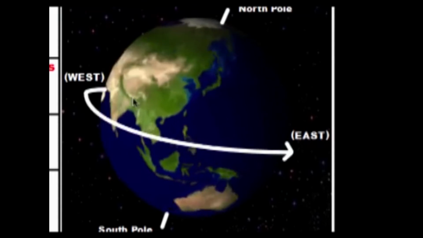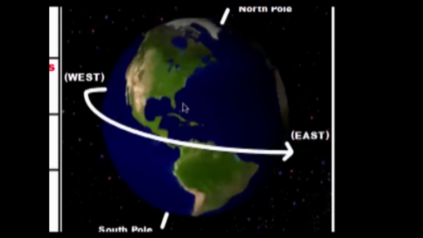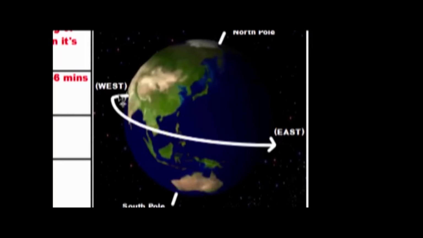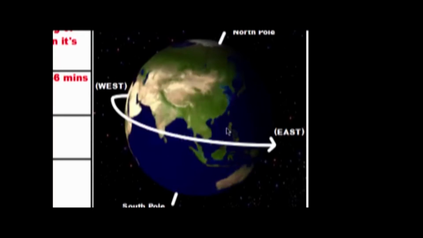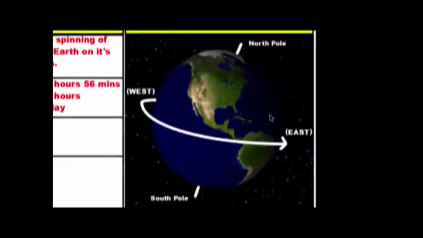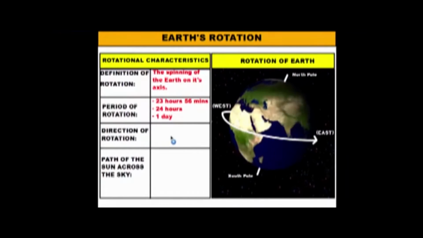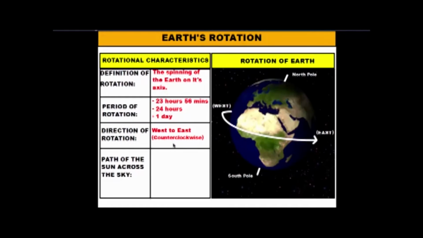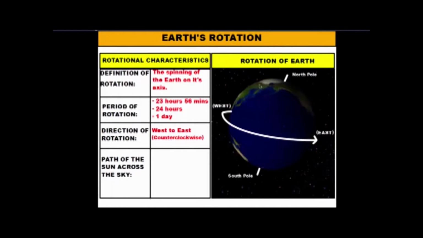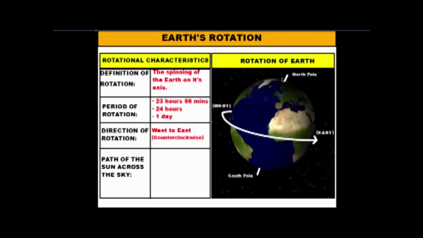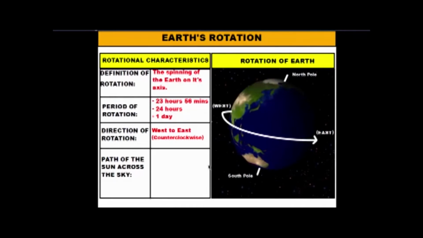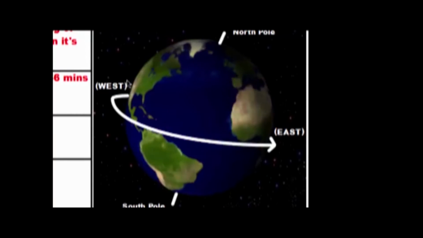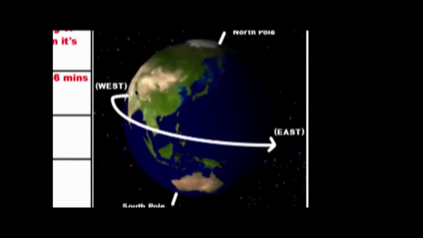Let's move on and talk about the direction of movement. If you notice, it moves from west to east. Now, if you are at the North Pole, you'll see the movement as counterclockwise. Again, I would like to repeat this: the direction of the rotation of the Earth is counterclockwise, from west to east. Thank you for paying attention to that one.